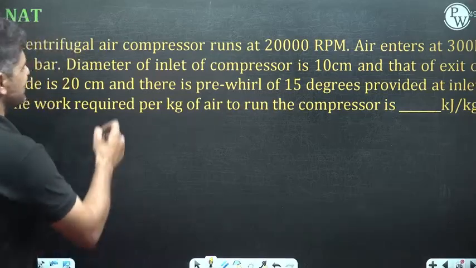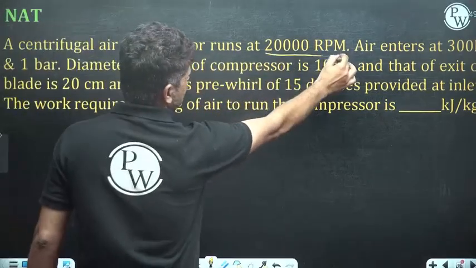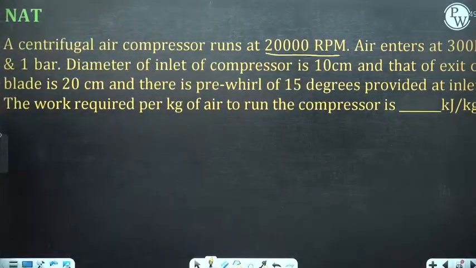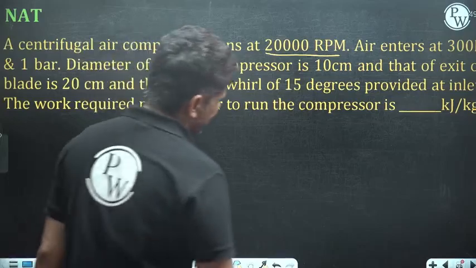It says a centrifugal air compressor runs at 20,000 RPM. Air enters at 300 Kelvin and 1 bar. The diameter of the inlet of the compressor is 10 centimeter and that at the exit of the blade is 20 centimeter. And there is a pre-whirl of 15 degrees provided at inlet. The work required per kg to run the compressor is?